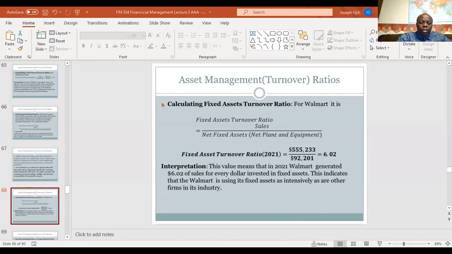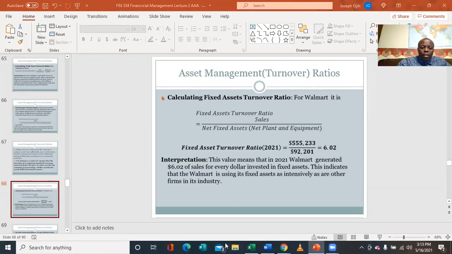Excuse me, I think I clicked on the wrong thing here. Okay, good. So we have sales. I want to share it again one more time. Okay, let me do it again. All right. Now sales over net fixed assets, which means we're going to type in the sales here.